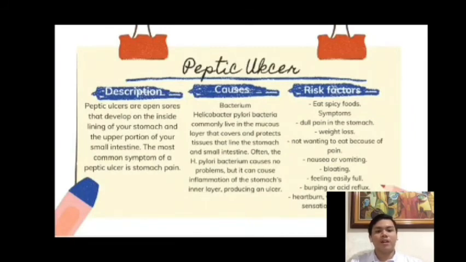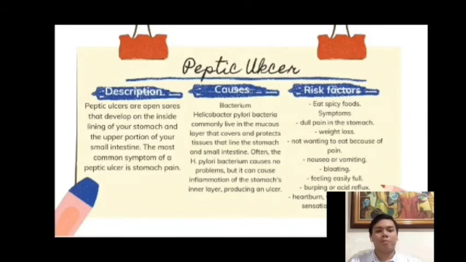The digestive tract is coated with a mucus layer that normally protects against acid. But if the amount of acid is increased or the amount of mucus is decreased, you could develop an ulcer. So what are the main causes of peptic ulcer? First is bacterium.